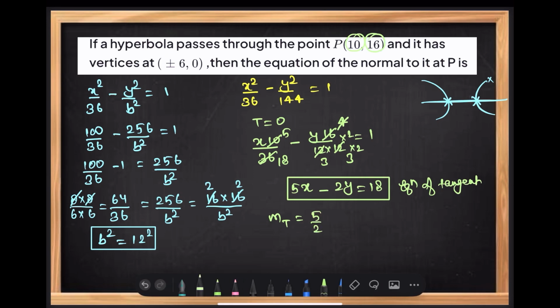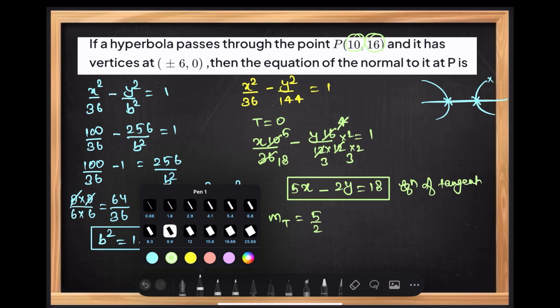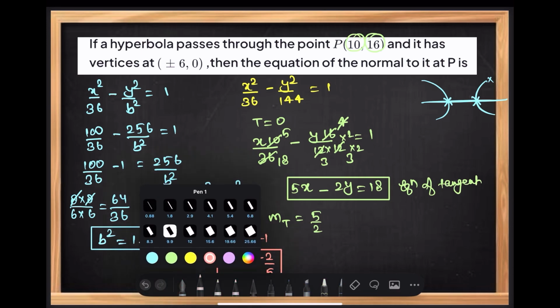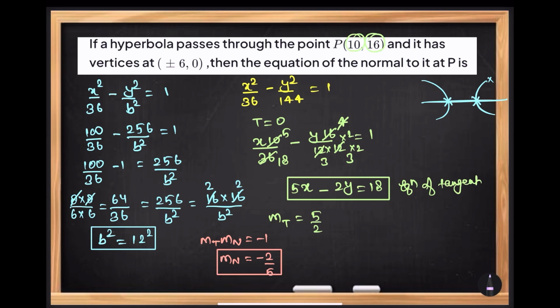You also know the relationship between the slope of the tangent and the slope of the normal: mt times mn equals minus 1. So mt is 5 by 2. So mn will become what? Minus 2 by 5. So we got the slope of the normal. We also got a point on the curve, which was (10, 16). Now we can write down the equation of the normal using the slope-point form.